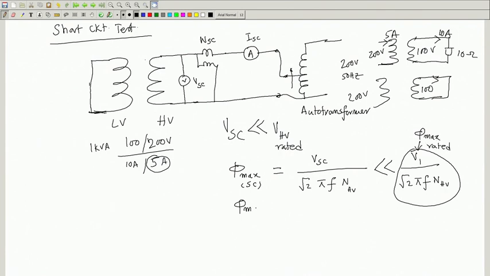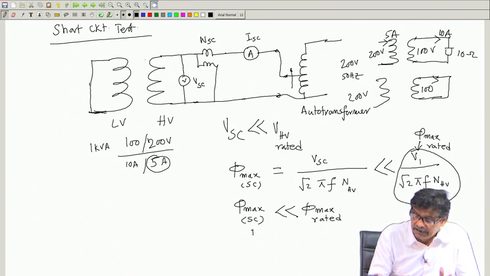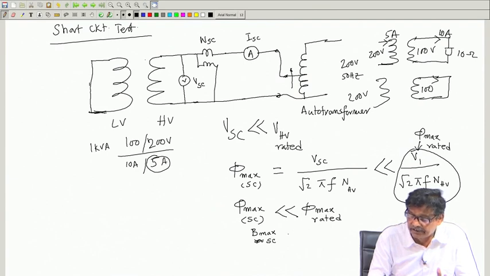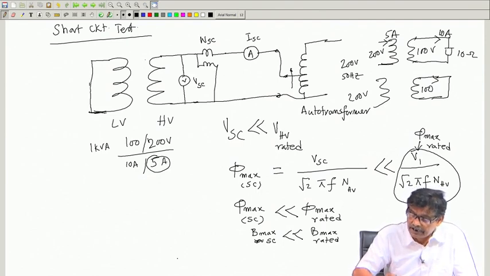So, phi max during the short circuit test is much smaller compared to phi max rated. This must be understood, because you are applying very little voltage. Of course, frequency is the same, which obviously then means that B max under short circuit condition is much less compared to B max rated, because you have to divide the flux by a constant cross sectional area of the core to get B max.